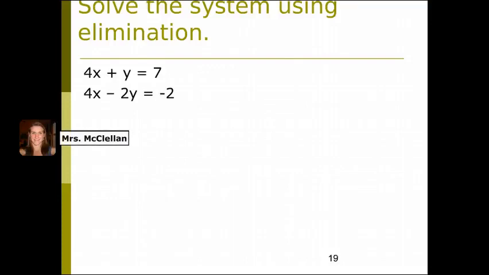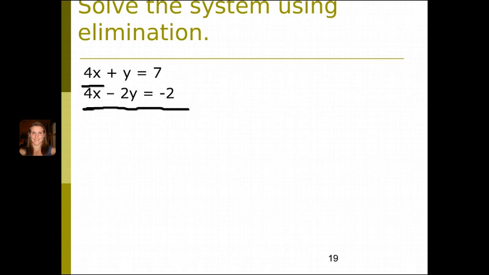Solve the system using elimination when we have two variables that are the same. So this time we've got 4x and 4x. Well, this is pretty good because we can eliminate, so I'm going to put my long line underneath here. I can eliminate this by subtraction. What is 4x minus 4x? Well, 0. So this goes away.